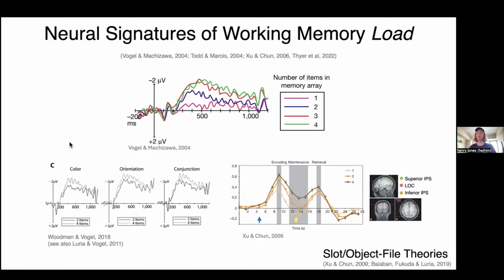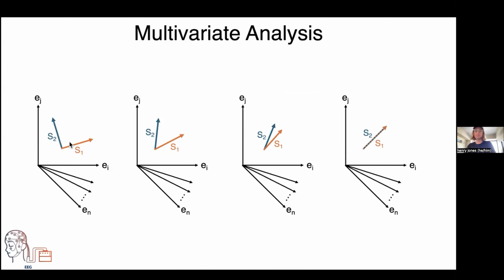And these sorts of signals are more aligned with slot-like or object file theories, which suggest that working memory is operating at the level of these abstract objects rather than being constrained at the feature level. But one thing about all of these works is that they're using univariate measures of brain activity, which can make it difficult to compare different conditions because they're flattening everything onto a single axis. So it might over-amplify the similarity or differences that's more obvious when you move into a multidimensional space.